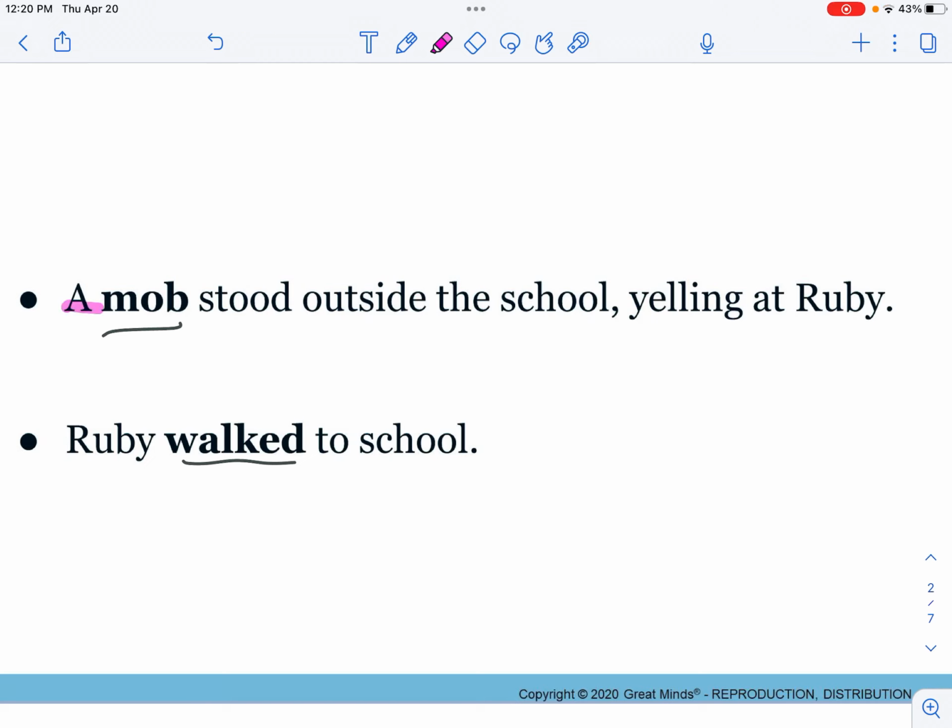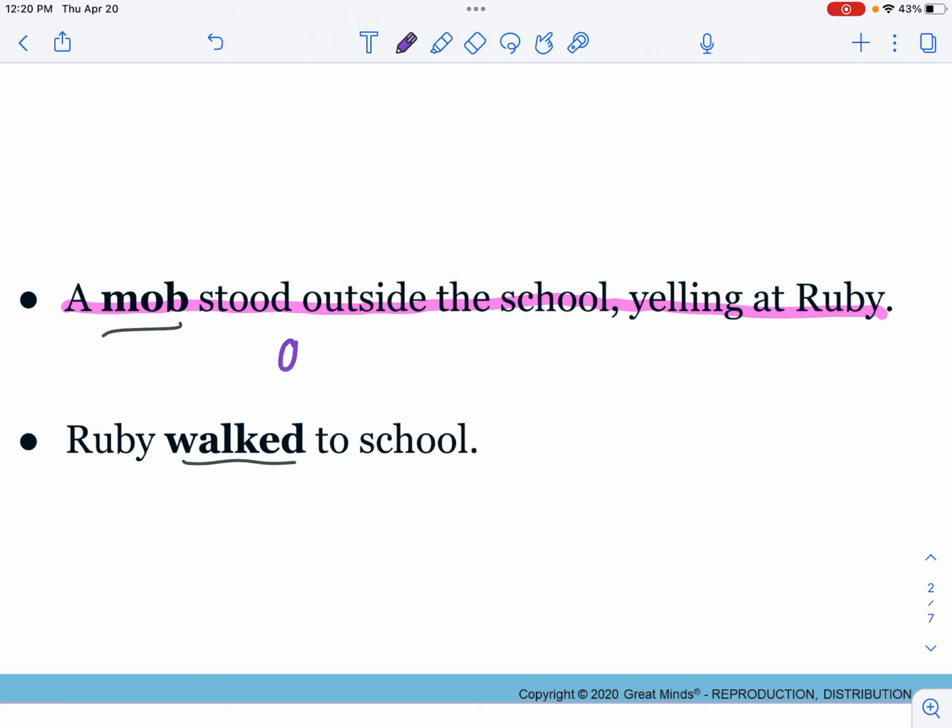The first sentence says, a mob stood outside the school yelling at Ruby. A big crowd of people that want to be violent is called a mob. Is the underlined word, mob, a noun, a person, place, or thing, or is it a verb, an action word? The word underlined is a noun. So we are going to add an adjective to describe the mob. Now, if the mob is standing outside the school yelling at Ruby Bridges, does that mean they're very nice? No. So what words could we use to describe the mob?